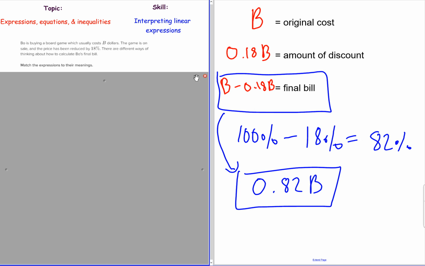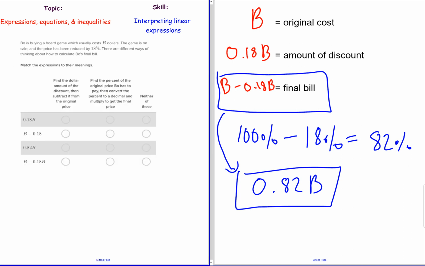So here are the answer choices we have to select from. Match the expressions to their meanings. First, there's find the dollar amount of the discount and then subtract it from the original price. Well, is that the final bill, dollar amount of the discount subtracted from the original price? Yeah, that's exactly what this one is.